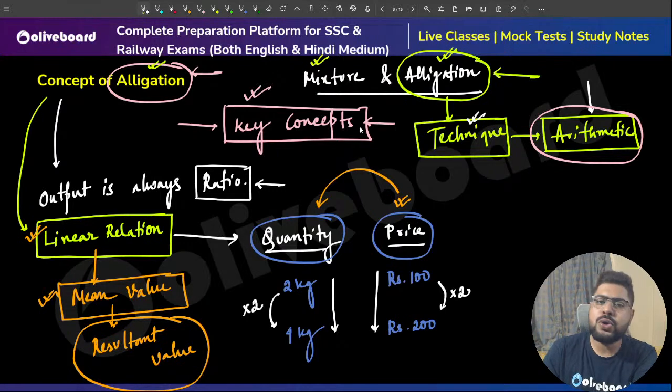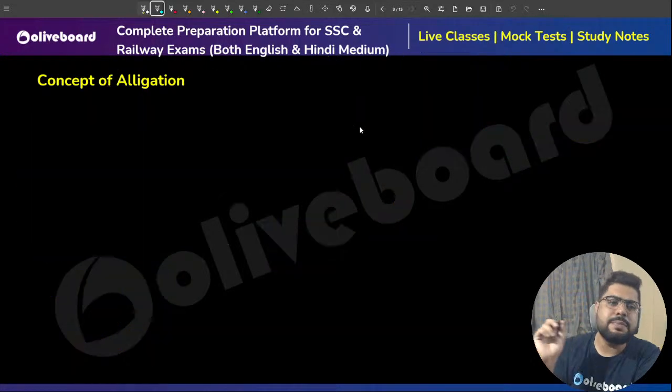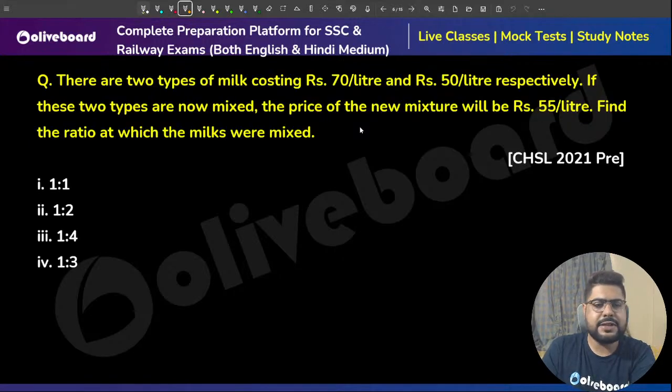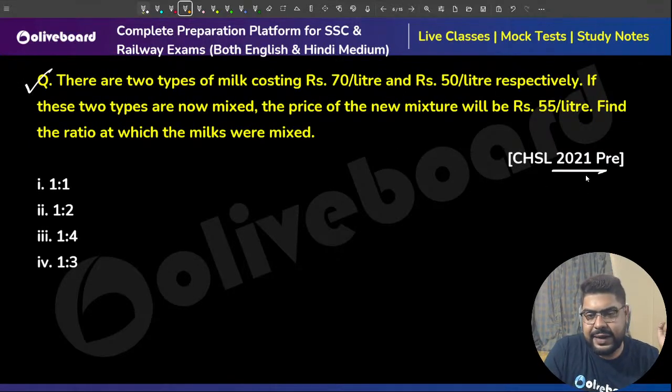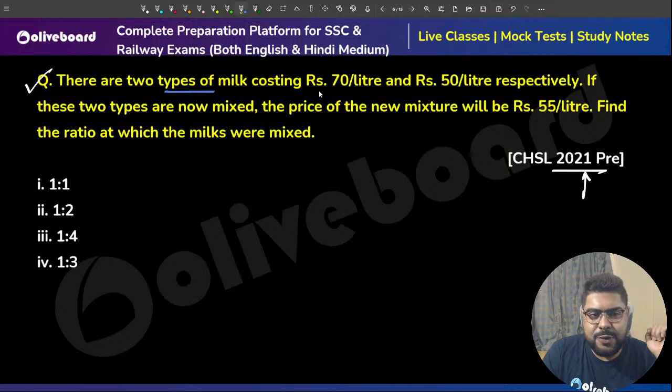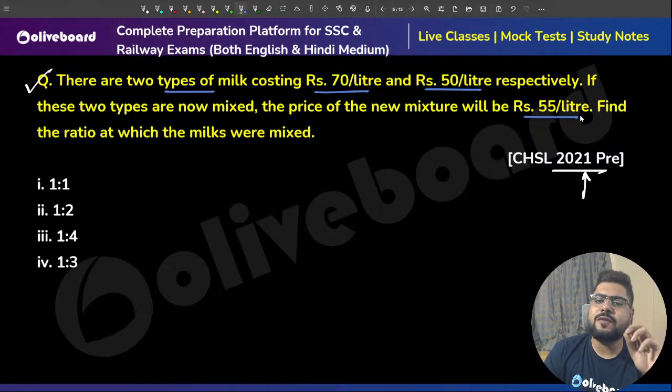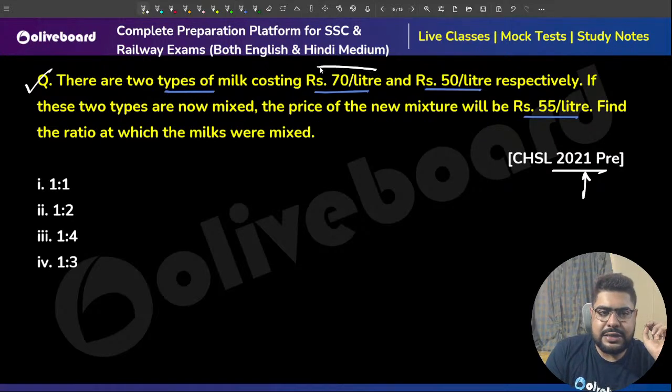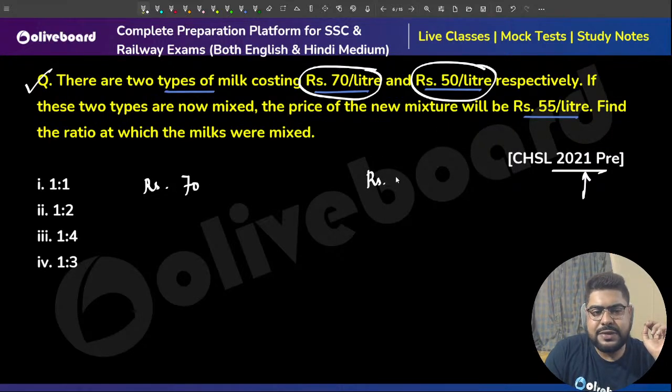Let me show you one very simple use of allegation using a very simple question. This is the first question, asked in CHSL 2021. There are two types of milk costing rupees 70 a liter and rupees 50 a liter. If these two types are mixed, the price of the new mixture is rupees 55 a liter. So the price of one quantity of milk was rupees 70, and the other quantity was rupees 50.